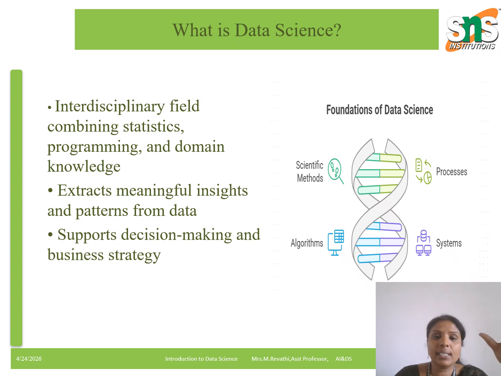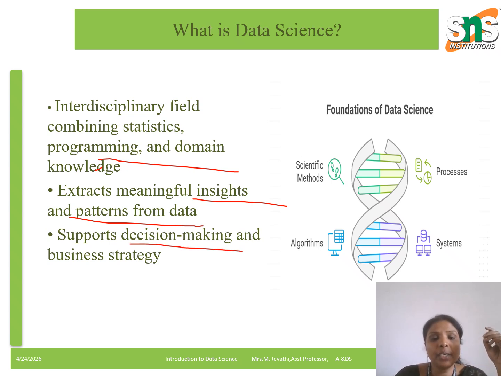So first, what is data science? Already we know data science means collecting raw data from various resources. It is an interdisciplinary field combining statistics, programming and domain knowledge. So it extracts insights and patterns from data, meaningful insights from many resources. Next, it supports decision making and business strategies. Here we are using the foundation of data science: processes, systems, algorithms and scientific methods. So these are all known as data science.